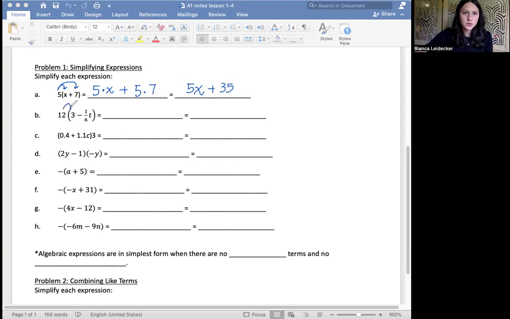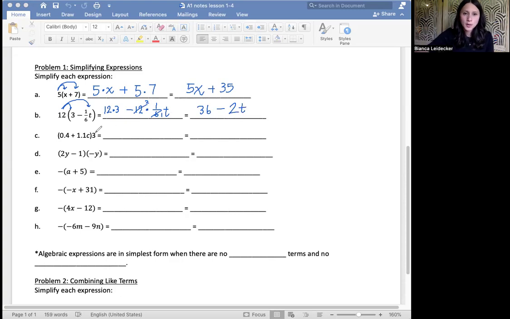Here, I'm going to distribute. I'm going to actually write out the work of what I'm distributing. 12 times 3 minus 12 times 1/6 t. So 12 times 3 is 36. 12 times 1/6, if I simplify, is 2. So this becomes 36 minus 2t.